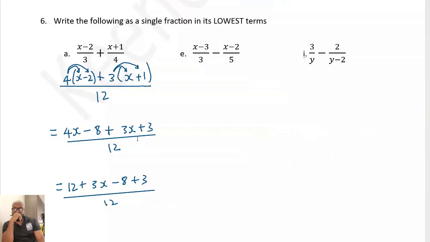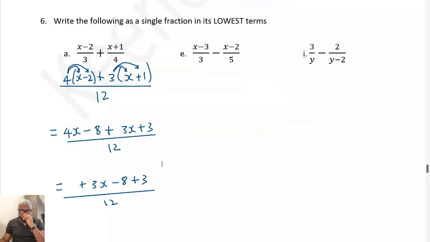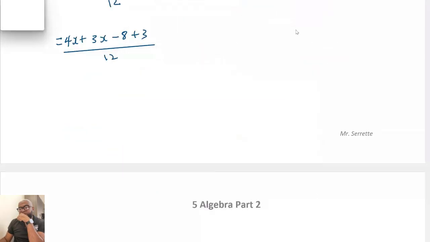So where did I get that 12 from? All right. Where did I get 12 from for real? That's supposed to be 4x. Let me erase it.